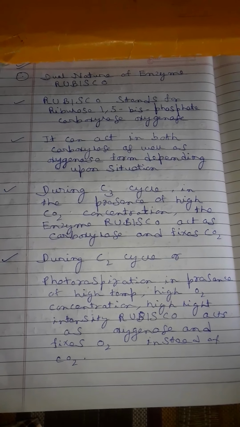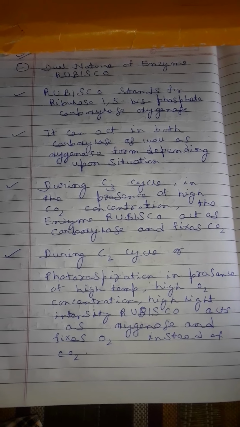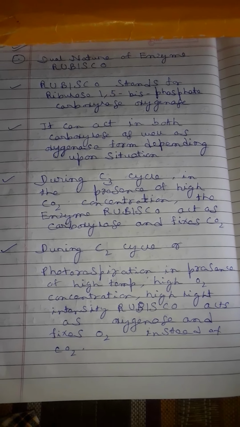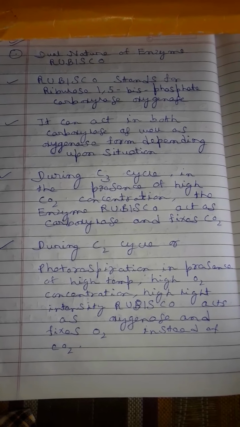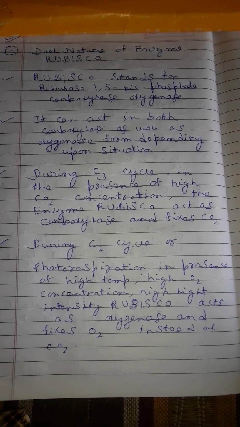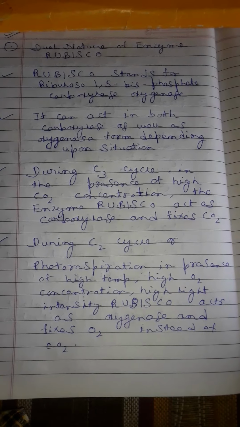Dual nature of the enzyme Rubisco. Rubisco stands for ribulose 1,5 bisphosphate carboxylase oxygenase. It can act in both carboxylase as well as oxygenase form depending upon the situation. During C3 cycle, in the presence of high CO2 concentration, the enzyme Rubisco acts as carboxylase and fixes carbon dioxide.